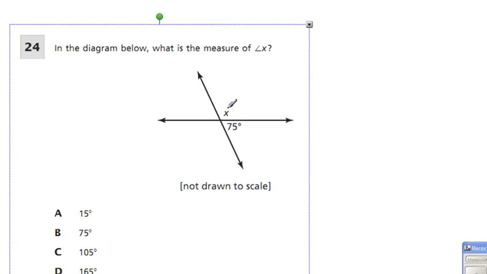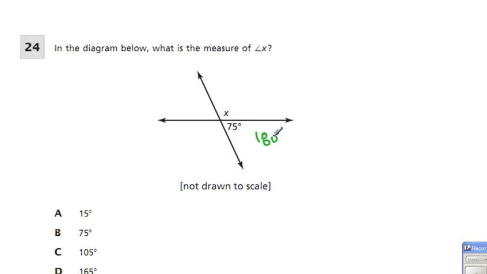Here, once again, to find the value of x, we have 180 minus 75. Basically that becomes 105, which is our final answer.